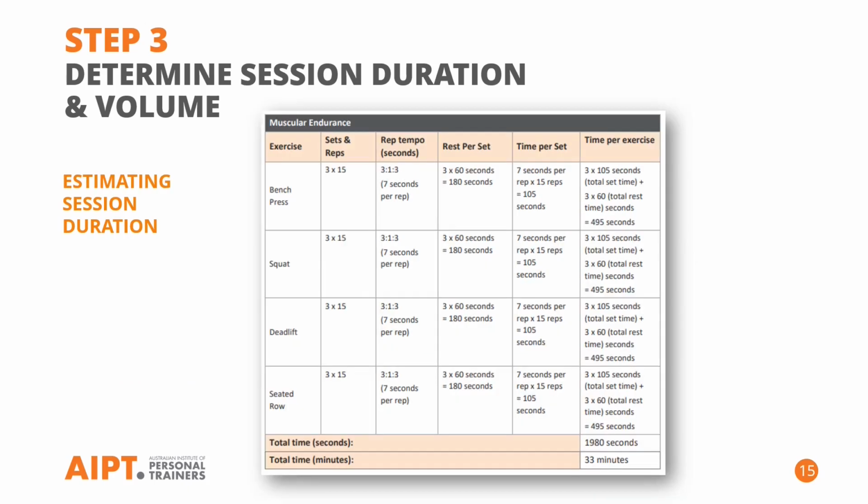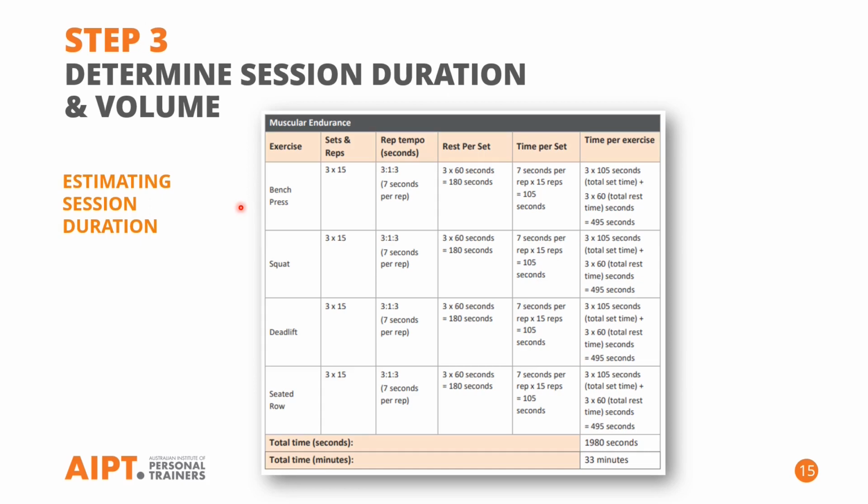So we've got an example here of how to estimate session duration within a session. There's a lot of numbers on the page here, so what we're going to do is just simplify it a little bit and look at one exercise. So we'll do the bench press. It's programmed for 3 sets of 15 repetitions.